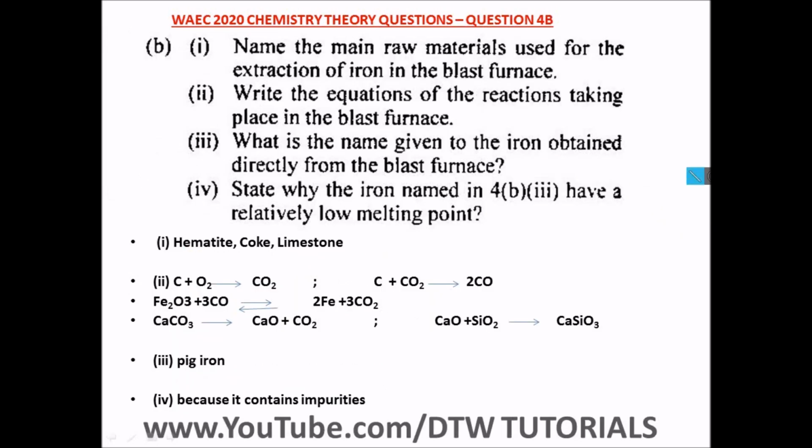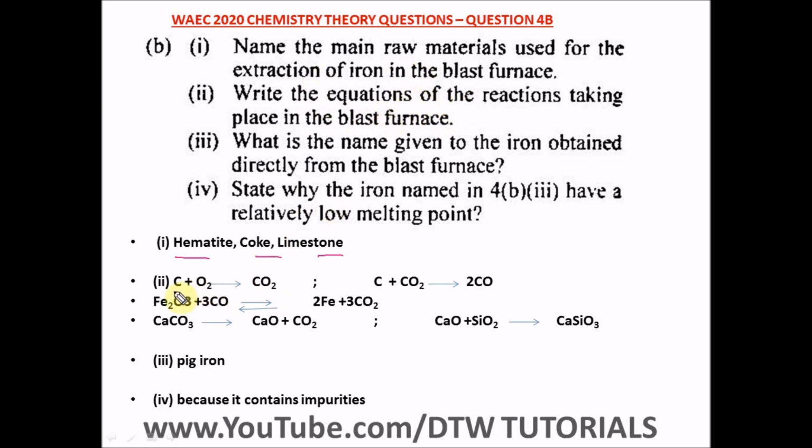Question 4b. Name the main raw material used in the extraction of iron in the blast furnace. Write the equation of the reaction taking place in the blast furnace. What's the name given to the iron obtained directly from the blast furnace, and state why the iron obtained has a relatively low melting point. So the main raw materials here are hematite, coke, and limestone. That's the main raw material used for the extraction of iron.